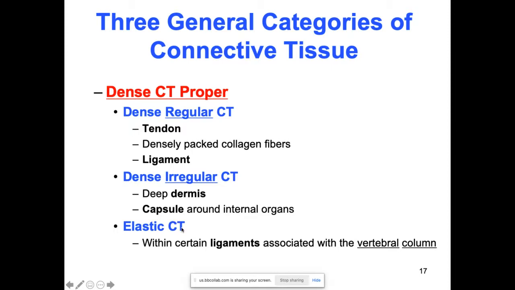Elastic connective tissue is found with certain ligaments, especially in the vertebral column. Now think of the spinal column. It's 24 fully movable vertebrae. They are very, very stable, but the spine is very flexible.